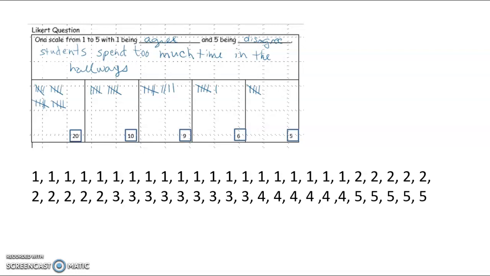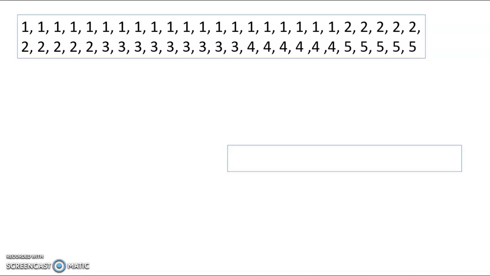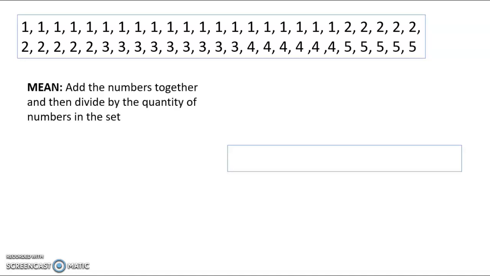Once I have my data set, then I can start to find my answers. We start with the mean. Remember, for the mean, you add all your numbers together and then divide by the quantity of numbers. So I'm going to add all of my numbers from 1 through 5, all of those together, and then divide by 50 because I have 50 numbers. This gives me a mean of 2 44/100ths.